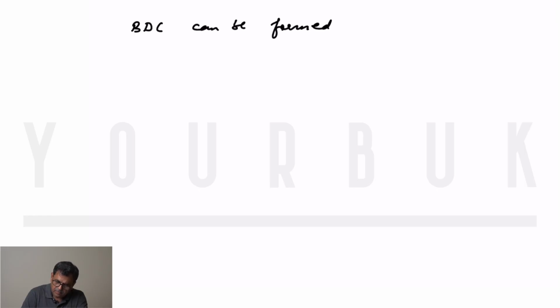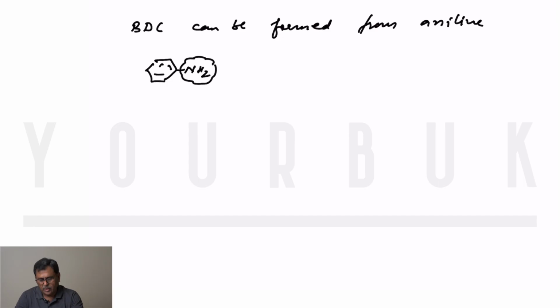Now, next is how do you prepare a diazonium salt? Now, BDC can be formed from aniline. Aniline means you have a NH2 group directly bonded to benzene. That is a requirement. That NH2 group should be directly bonded to benzene. If you have a NH2 but on the side chain, you won't get diazonium salt. If you don't have a NH2 group, again you won't get diazonium salt. So the only requirement is NH2 group should be directly bonded to the benzene ring. This is called aniline. This is called phenylamine.